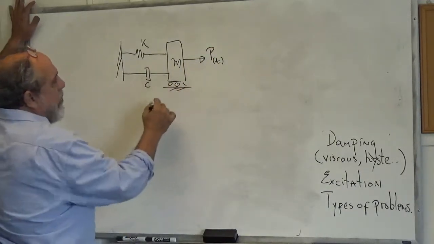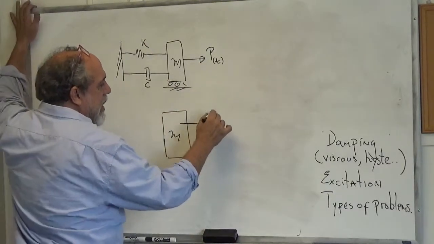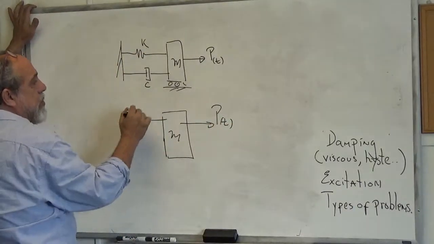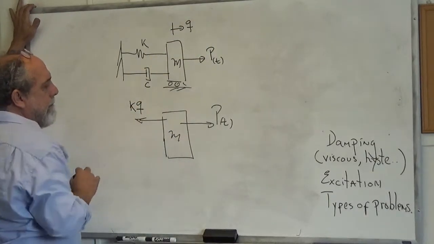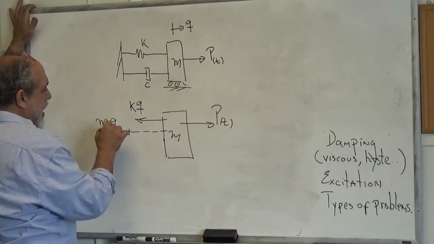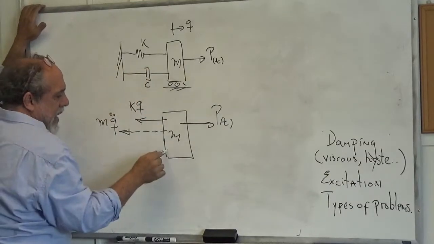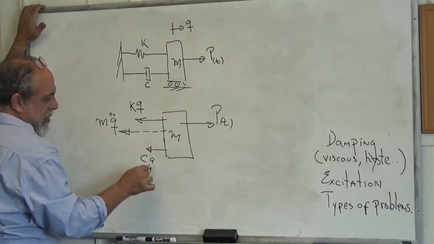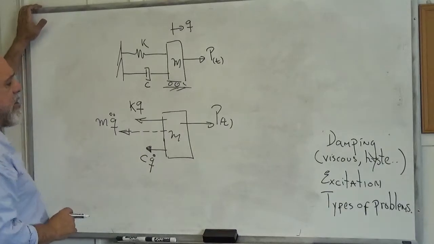Such that if we look at the free body diagram of the mass again, it has the load P(t), it has now the spring, which happens to be pulling back with kq. We have the inertia, which we put in the opposite direction, as we said before, m q double dot. And then we throw in this dashpot. And this dashpot is to oppose the velocity of the mass. And then we can show easily that this thing will dissipate energy.